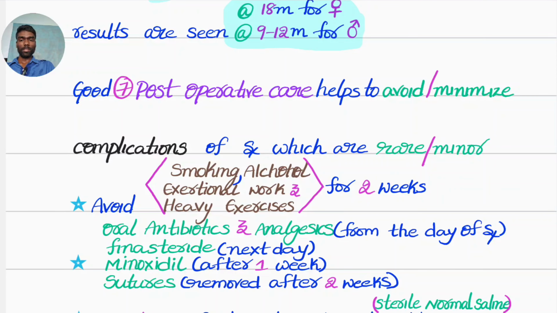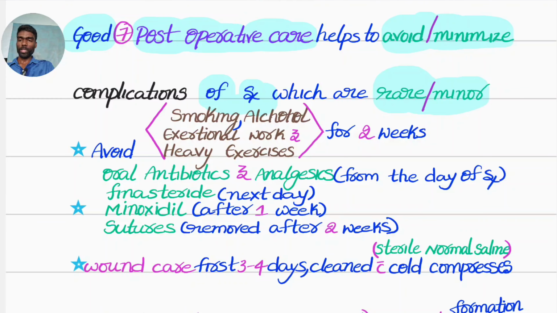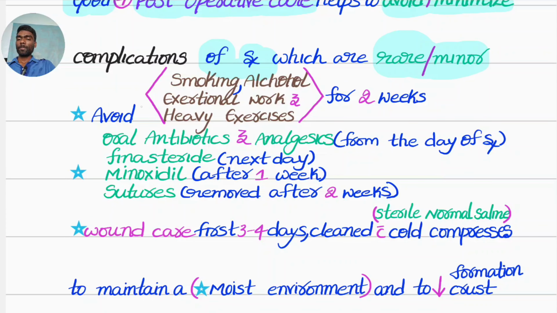Coming to the end, post-operative care. A good post-operative care will avoid or minimize the complications of surgery, which are rare and minor. Though complications are very rare and minor, good post-operative care is needed. We have to avoid smoking, alcohol, exertional work, heavy exercises involving head and neck for about a period of 2 weeks from the surgery.